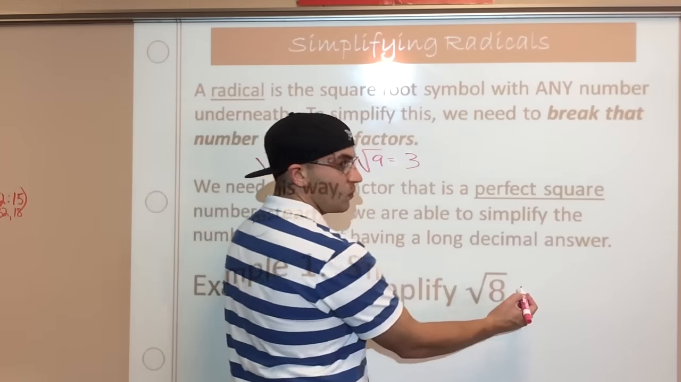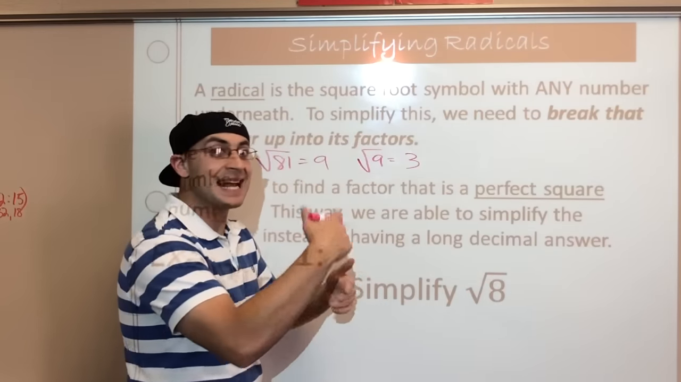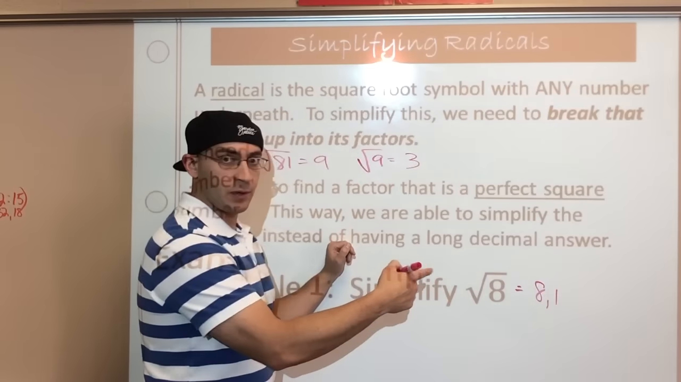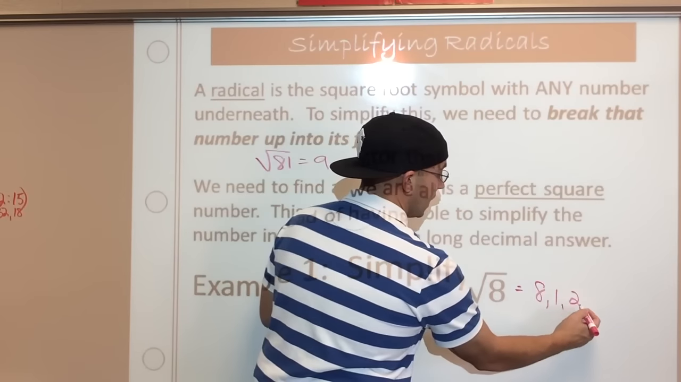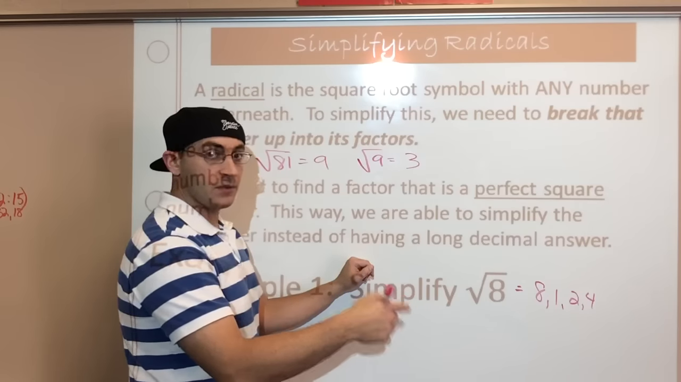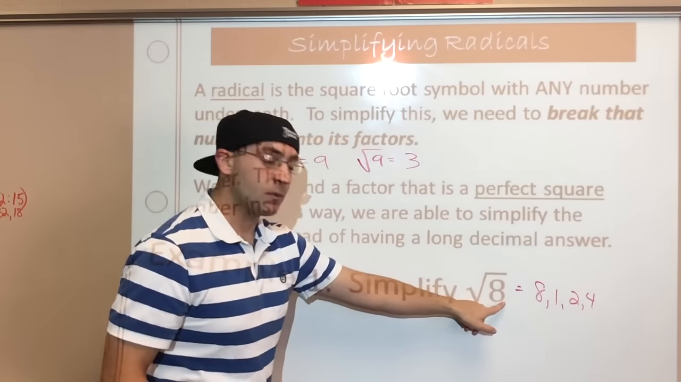Factors of 8. So what numbers can I multiply together to get 8? I can do 8 and 1, right? Neither of those are perfect squares. However, the other set of factors are 2 and 4. Well, 4 is a perfect square. I found what I'm looking for.